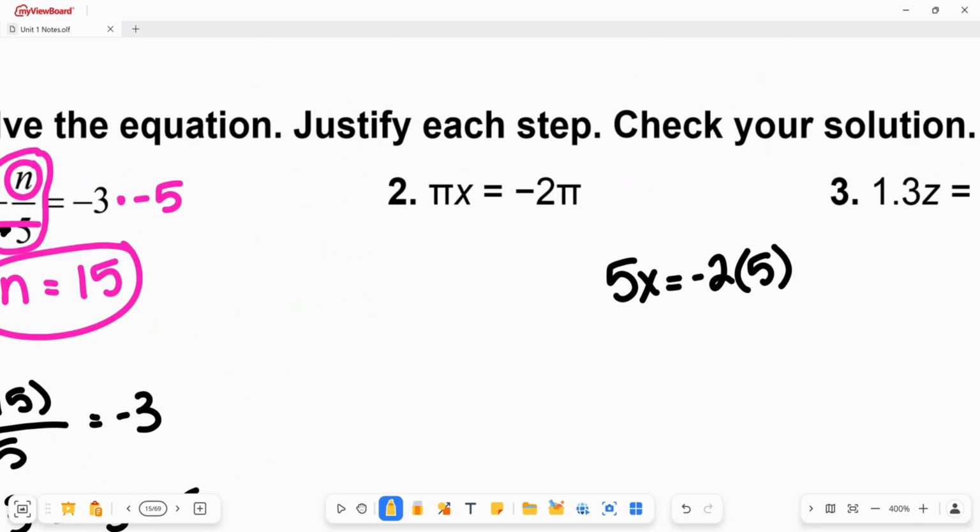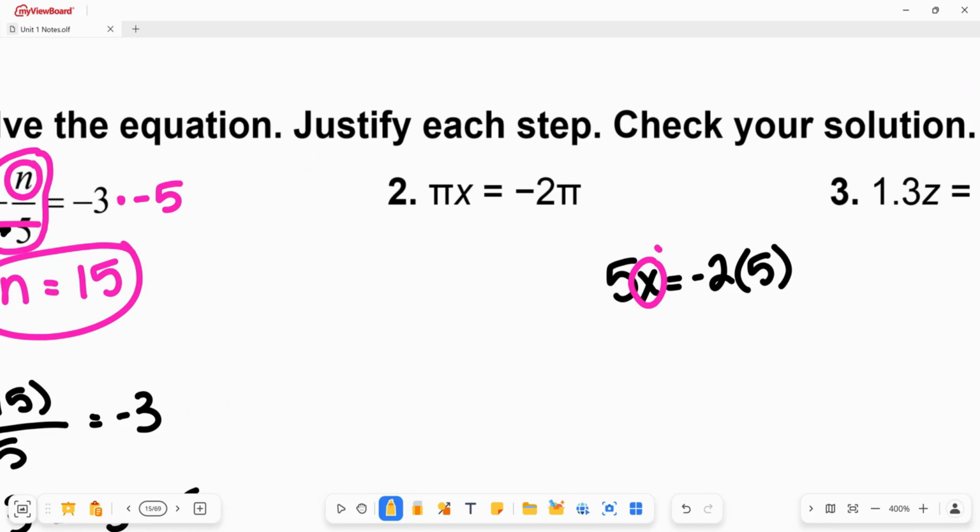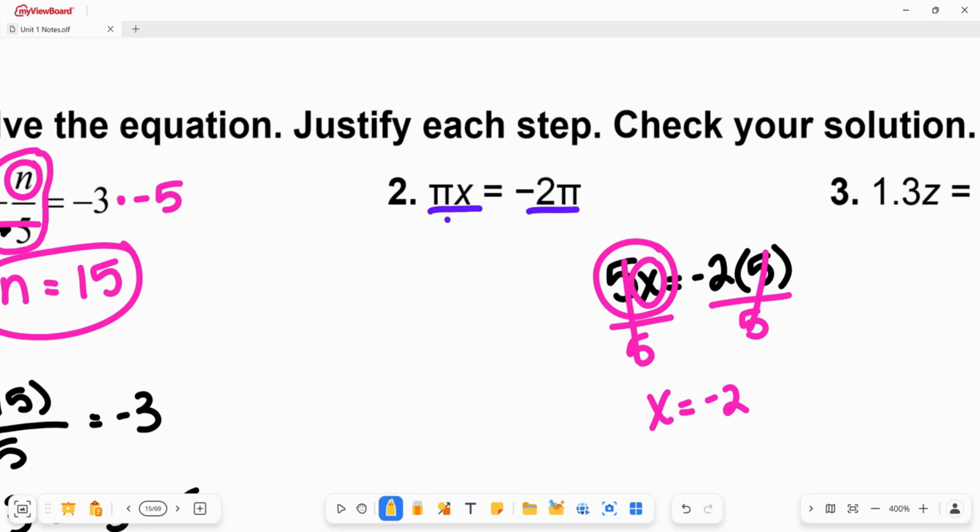So if they're both being multiplied by 5, my next obvious option, thinking circles wise, is to circle my x, circle that 5, and I'm going to have to divide both sides by 5. So they just cancel out. So really all I have is x equals negative 2. So applying that same logic to this problem, because they're both being multiplied by pi, if I divide both sides by pi, it just cancels out and I'm just left with negative 2.